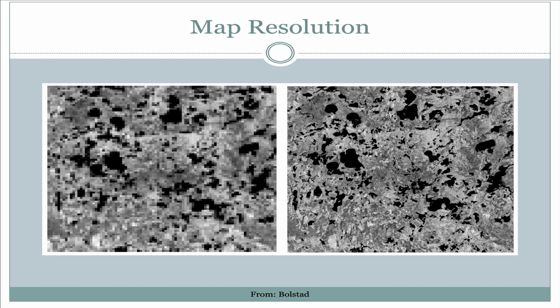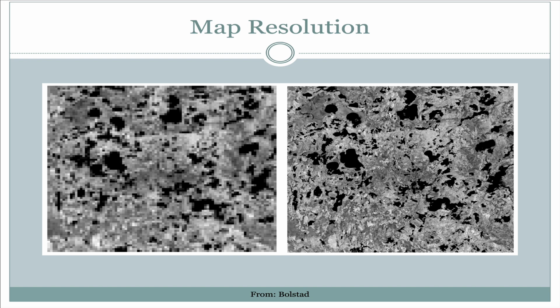One thing that's really important to keep in mind when we talk about data entry is both the resolution and the accuracy of the data that we're inputting. In this example here, we can see the difference in map resolution. And map resolution would be how large the pixel value, the pixel size is of the data that we're collecting.